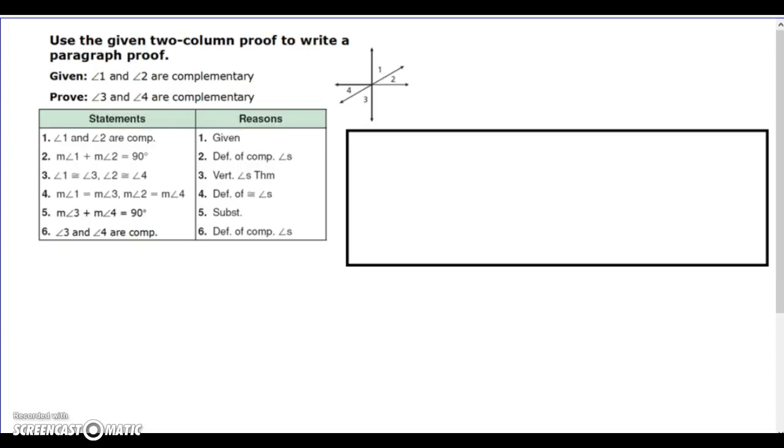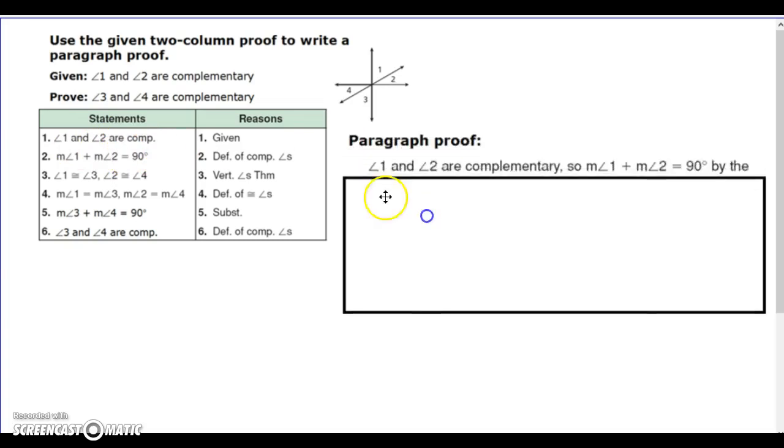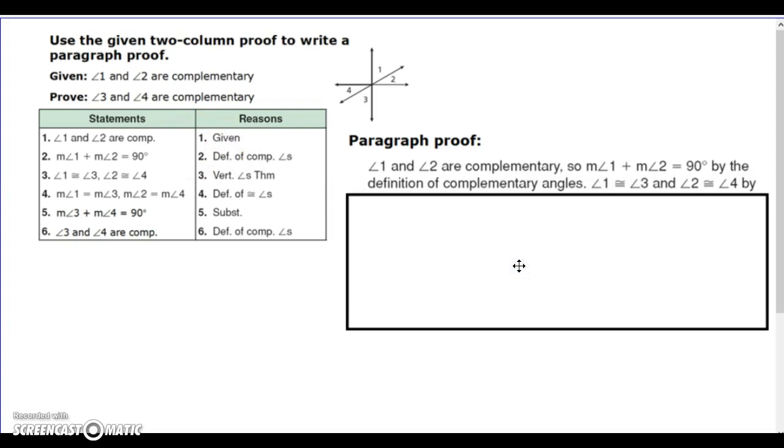The nice thing about today is that we're given a proof and we're just transforming it to a different type of proof. So the work of creating the proof is already done for us, right? So let's walk through how we can turn this two-column into a paragraph. Here's our first statement. We say angle 1 and angle 2 are complementary. That was given. So look at how they blend this into one sentence. The measure of angle 1 plus measure of angle 2 equals 90 degrees by the definition of complementary angles.